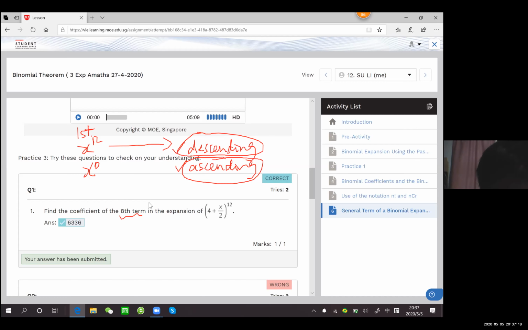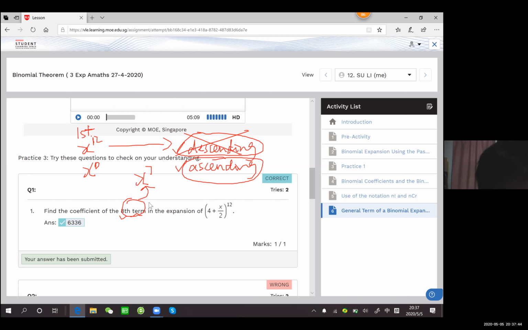Let me assume it's ascending first in this case. That means they want the x to the power of 7, that will be the 8th term, right? Am I right? Yeah. So basically you need to find the x to the power of 7 term.